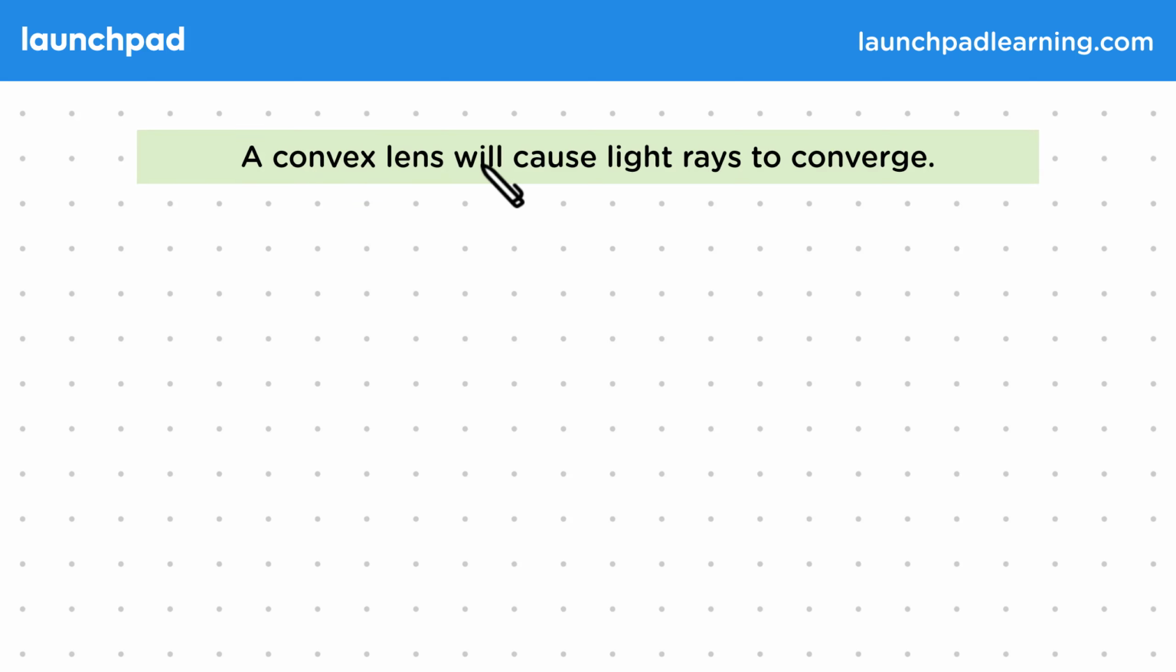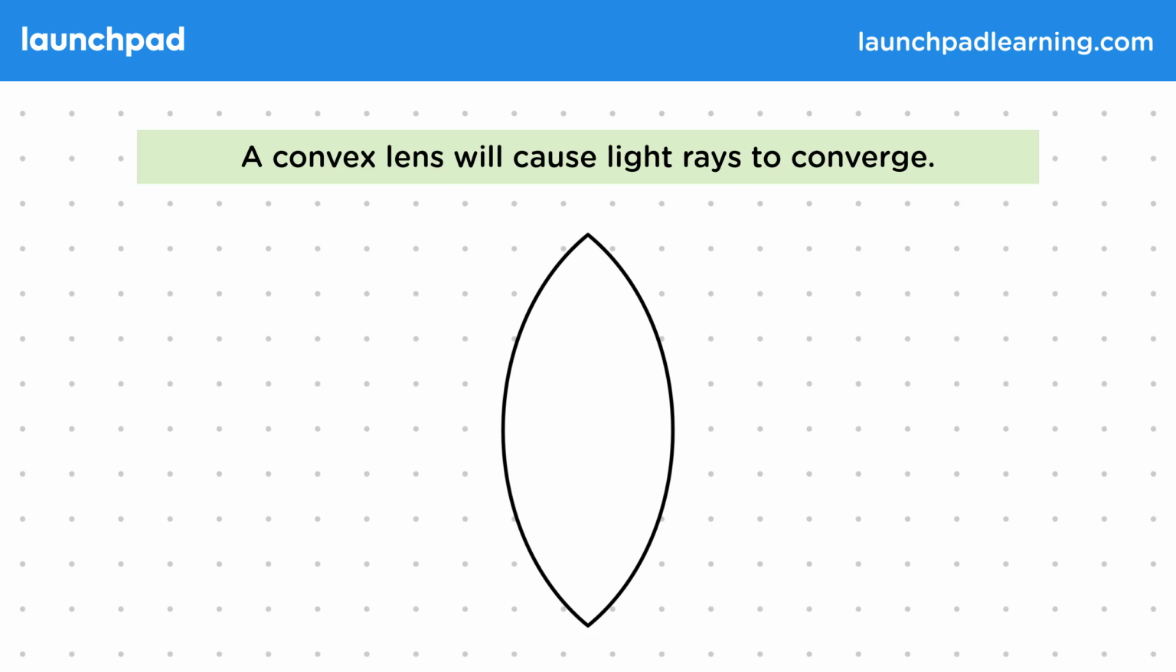A convex lens will cause light rays to converge. Here's an example of the cross-section of a convex lens. It's a specially shaped piece of glass, which is symmetrical down the middle. Each edge has the curvature of a circle, meaning they would line up perfectly with a circle of the right radius. But how does this cause light rays to converge?